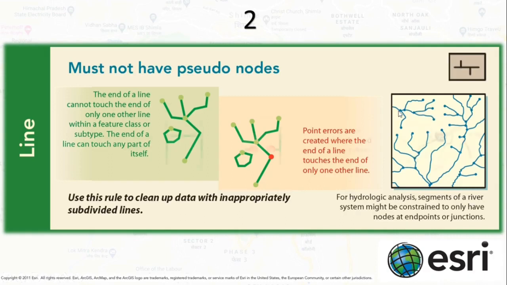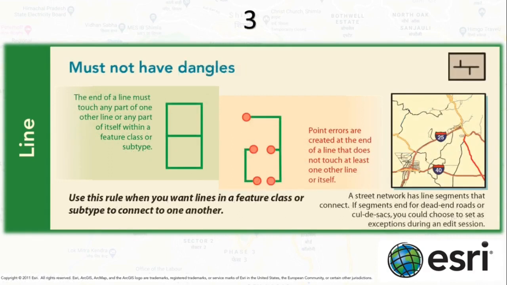Next is must not have dangles. It requires that a line feature must touch lines from the same feature class or subtype at both endpoints. An endpoint that is not connected to another line is called a dangle.